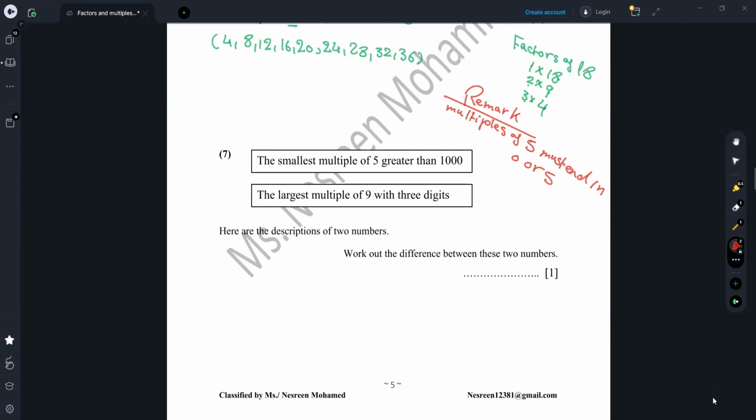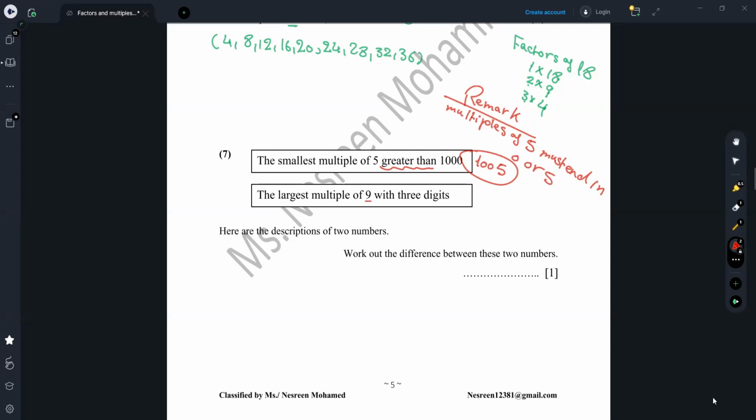We will say here, the smallest multiple of 5 greater than 1000 will be 1005. That is, the first number greater than 1000 which is divisible by 5, a multiple of 5, is 1005.